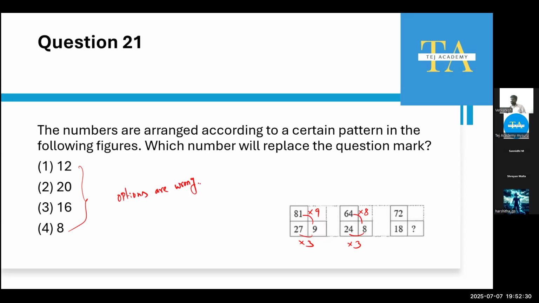The same numbers won't repeat here. If I take 8 into 8, 64, it is not possible to get 72. If I take 16 times 16, 256, but in the box it is given 72, so this is also not possible. If I take 20 times 20, 400, but the option is 72, this is also not possible. If I multiply 12 times 12, it is 144, but here 72 is there. So no options are matching. Clear?